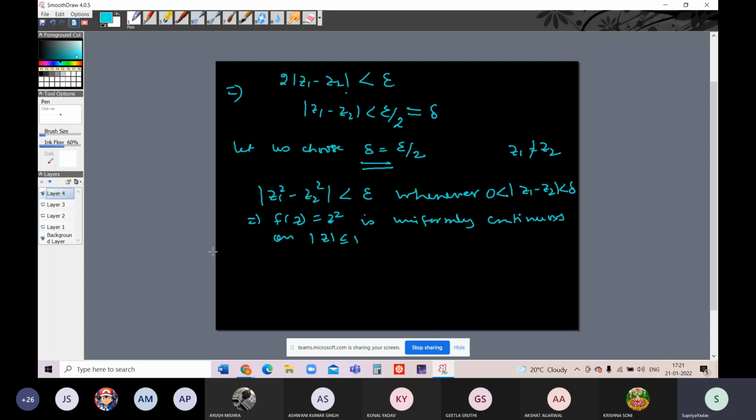Next we have to show that g(z) = 1 upon z squared is not uniformly continuous. This quantity is not uniformly continuous. ओके, तो इसको दिखाने के भी कई तरीके हैं हमारे पास. एक पर्टिकुलरली हम ले लेते हैं g(z) is 1 upon z square. Choosing 2 points z1 and z2 not equal, in this region mod z is less than or equal to 1. Okay.